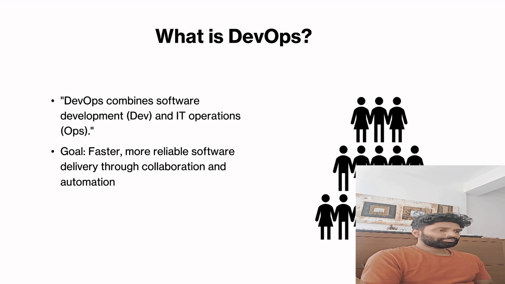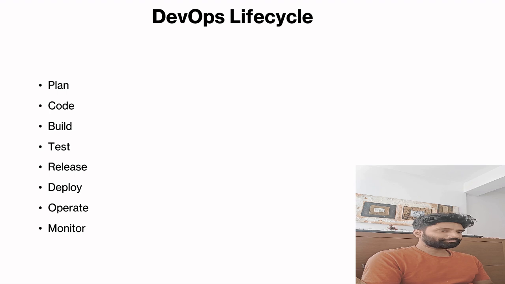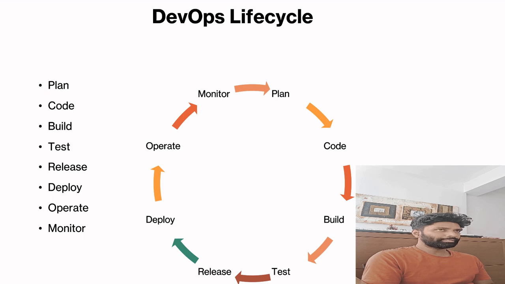DevOps Lifecycle. So the DevOps Lifecycle has different steps, as you can see on my screen. Plan. What is plan? So teams plan features, updates, and software. Code. Developers write code, usually in version control environments like GitHub or GitLab. Build. Code is automatically built into executables. Test. Automated tests ensure code quality.